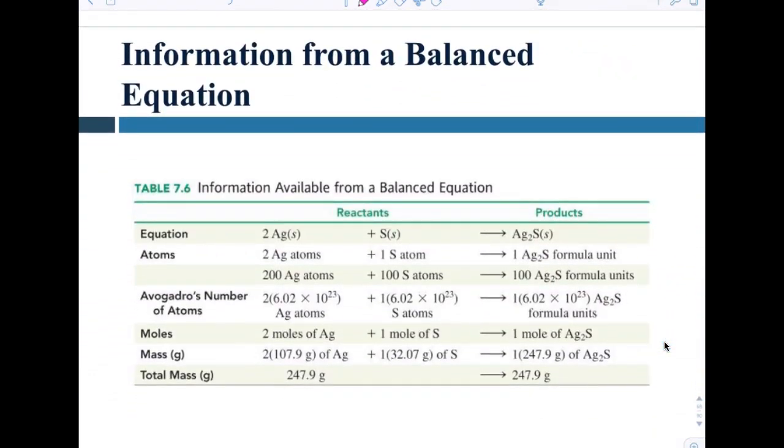So here's all the information that you can get from a balanced chemical equation, which is a ton of information. So here's your equation. You can look at the atoms, right? So 2 silver atoms, 1 sulfur atom, or you can look at it as a ratio. So if I put 200 silvers in, 100 sulfurs have to go in to make 100 silver sulfides. You can also look at Avogadro's number, and if we can use Avogadro's number, we can use moles. This is going to be the thing we use the most, so I'm going to highlight this.